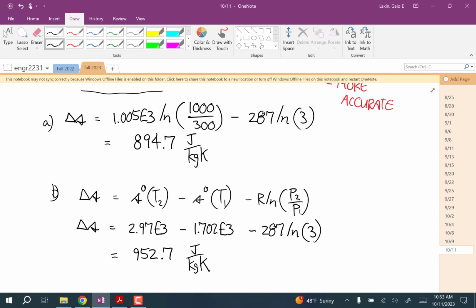Okay, so what we did today is we took those TDS equations and we figured out how we could approximate those for incompressible materials, liquids, and ideal gases. Okay, that is all.